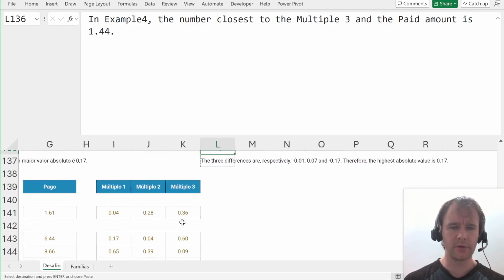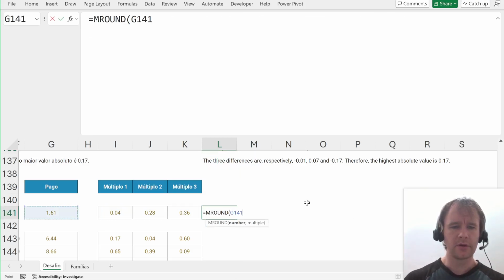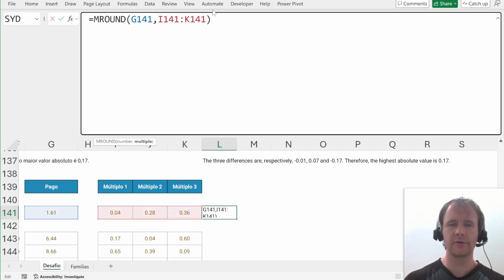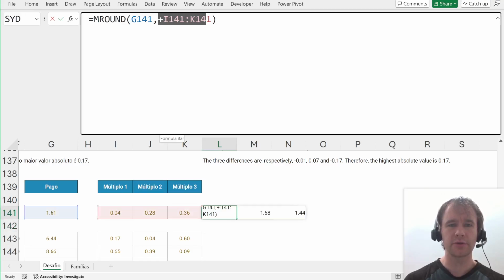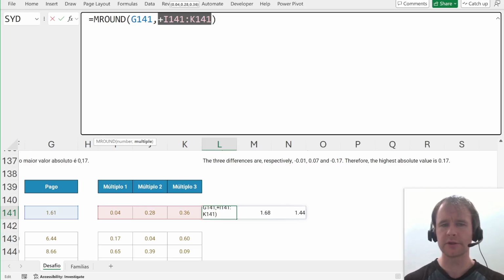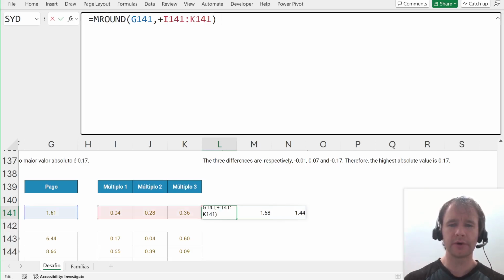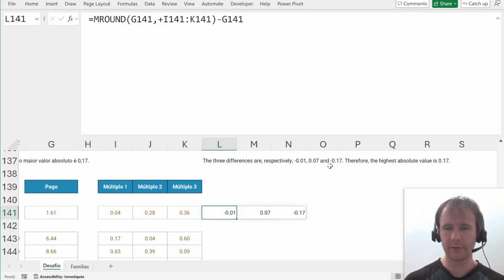Okay, so I think what we want is m round this with this multiple, and some of these functions don't like to take a range, but you can persuade them to by saying, no, it's not a range at all. It's an array by putting a plus in front of it. Don't ask me why. Anyway, so it's those round numbers minus this gives me differences of -1, 0.7, and -17, which is exactly what we want.